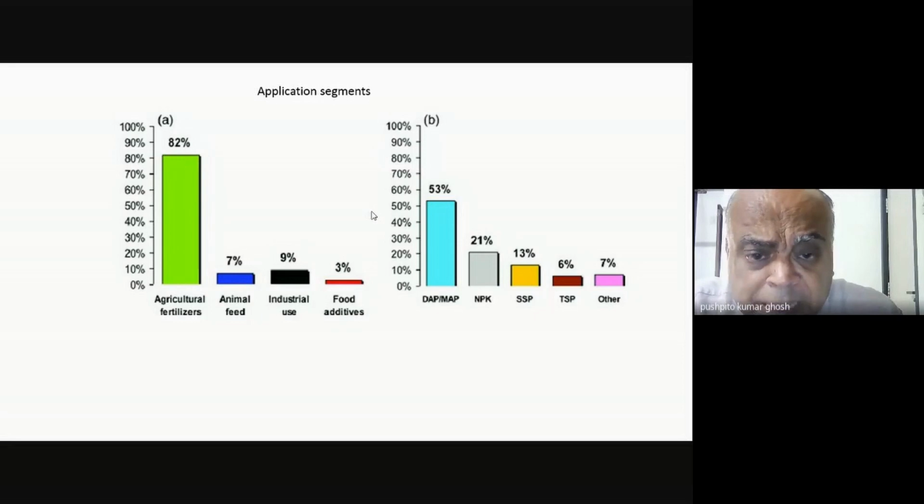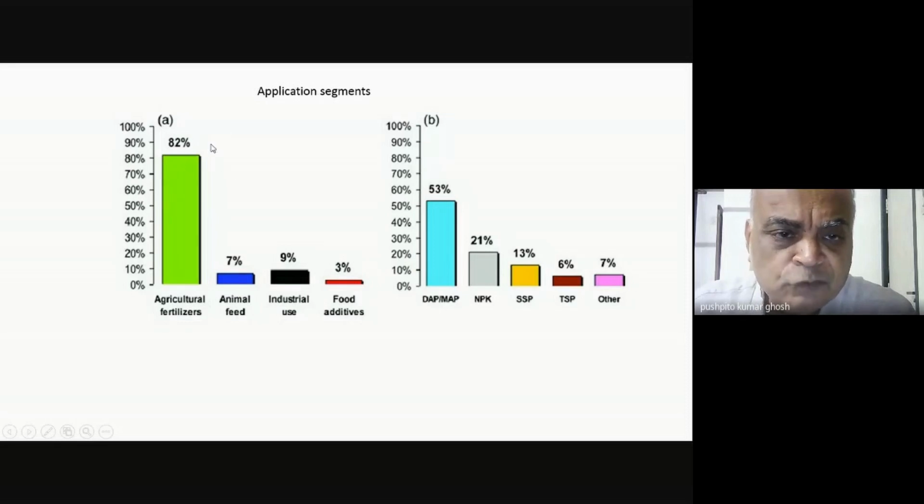Now, let us look at where phosphoric acid and phosphorus-based chemicals go. You can see about 82% is actually going for manufacture of fertilizers. Very, very similar to what we found with ammonia, where most of the ammonia is going for making urea or ammonium nitrate. Similarly here, most of it is going for fertilizer. Some amount goes for animal feed because animals also require supplements of phosphorus.